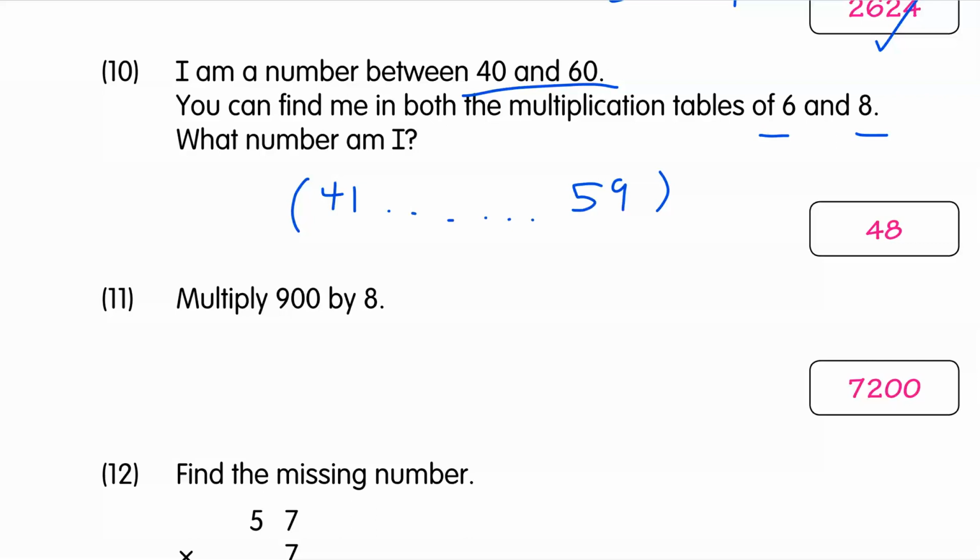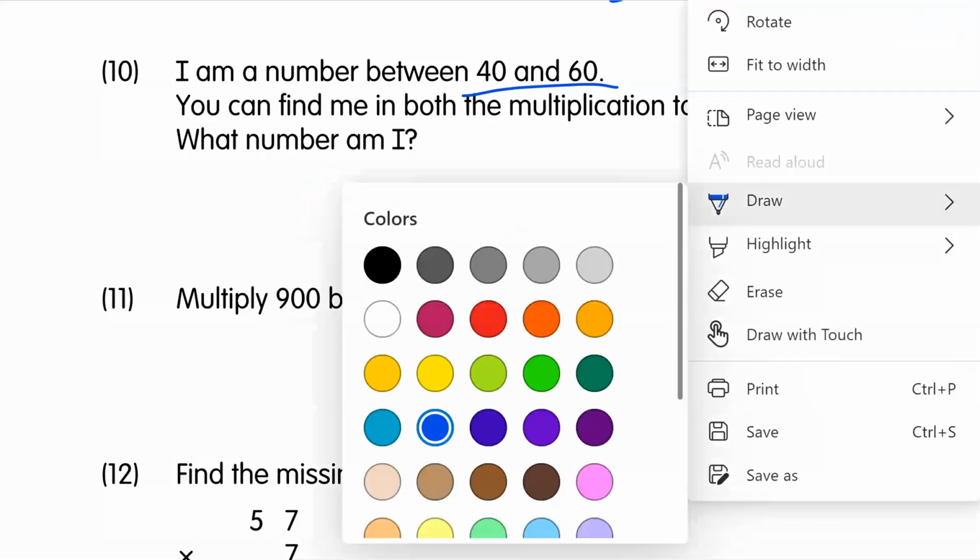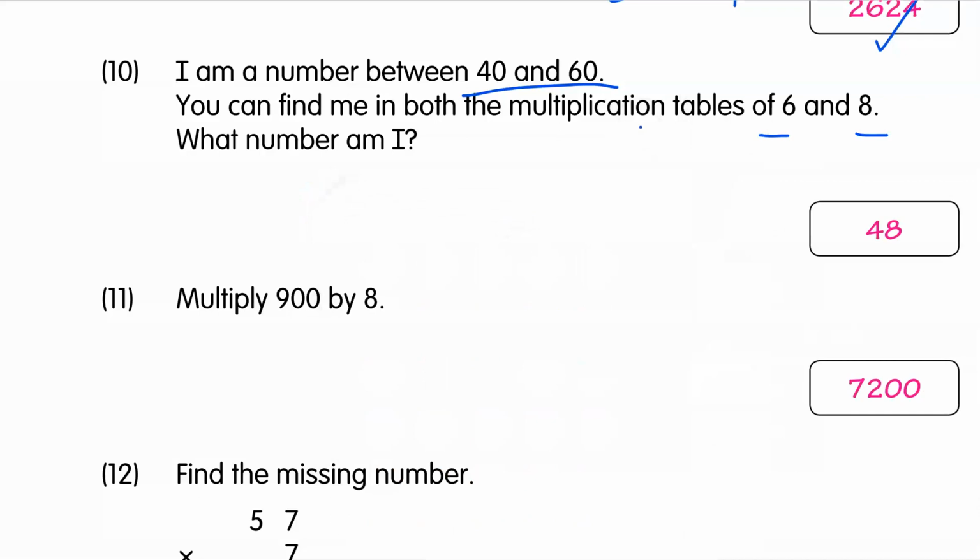In the 6 times table, you have 7 times 6. Let me just erase this off and see how. Let me list out the times table for 6. Alright, between 40 and 60. Now 7 times 6 is 42. 8 times 6 is 48. 9 times 6 is 54. Right? 10 times 6 is 60. I will not include that because it's outside 40 and 60.